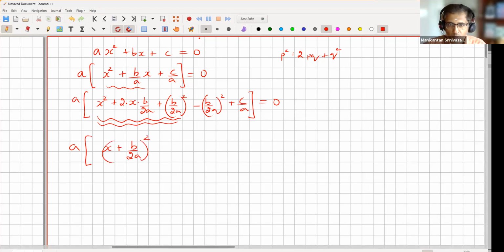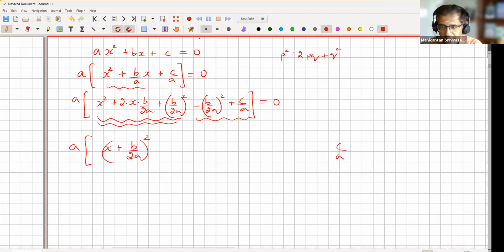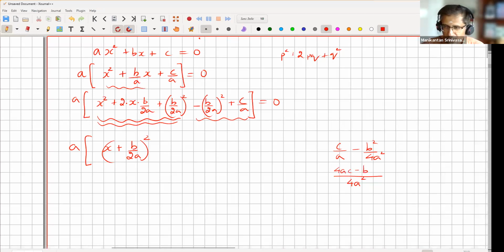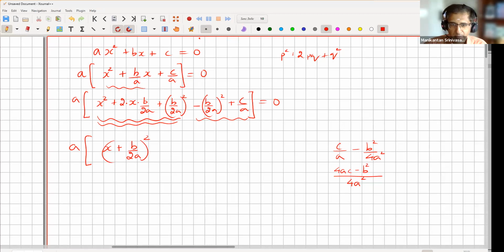And then what do we have here? So here, if I do it separately on the side, I have c by a minus b square by 4a square. So I can take 4a square common, as a common denominator. Therefore, it becomes 4ac minus b square. You can already see that you have expressions which are similar to what you have seen. b square minus 4ac, or 4ac minus b square, but plus minus will work. So plus we have 4ac minus b square whole upon 4a square.